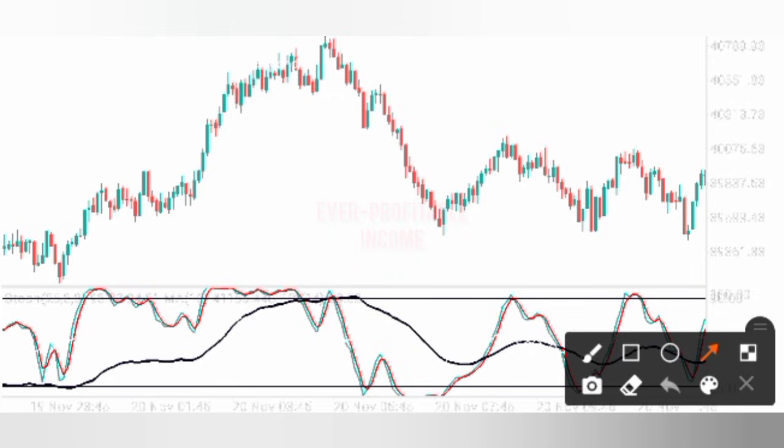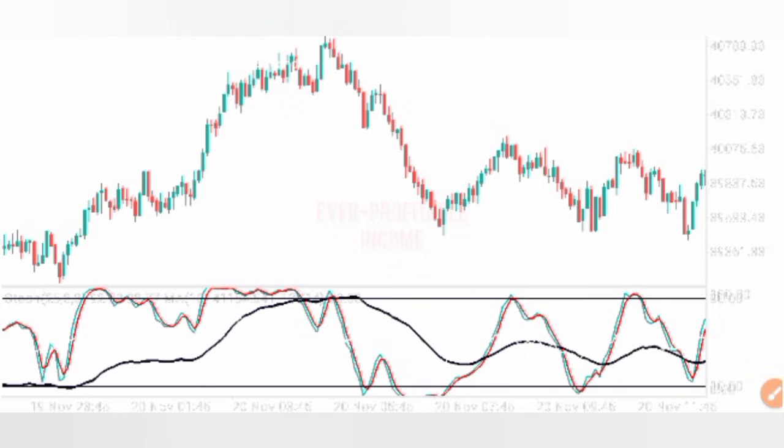If there is an appearance of a candlestick pattern right here, we have an appearance of a candlestick pattern, and that is a shooting star occurring there again. Can you see that? A shooting star occurring there again. And what happened next was a change in price direction. Let me give you the setup of the indicator. Let's get over to our indicator window.